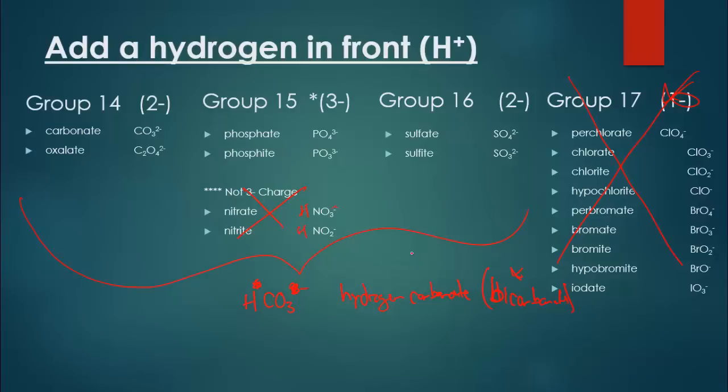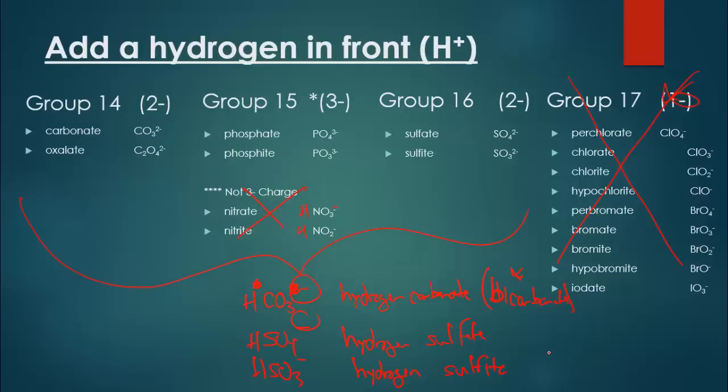Okay, let's take another one here, like sulfate and sulfite. If I add a H in front of this, sulfate's charge of SO4 2- becomes just a minus. You have HSO4 minus, and that is called hydrogen sulfate. And notice how these things are not neutral. That's why we can still call them by these polyatomic ion names and not acid names. And sulfite, HSO3 minus, is called hydrogen sulfite.